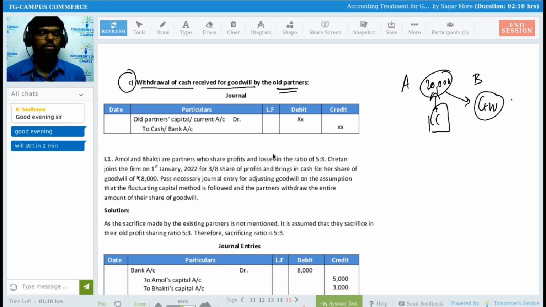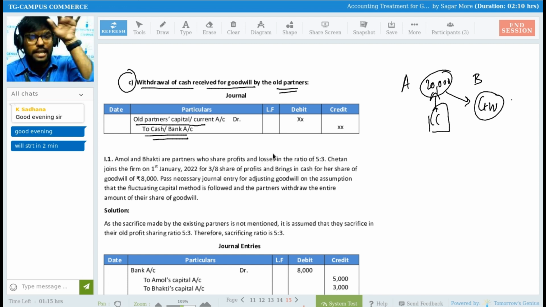If they are withdrawing the amount from the business, we are going to pass the journal entry: old partners' capital and current account debit to cash or bank account, right? Simple. In whichever proportion they are withdrawing, in that proportion we have to pass the journal entry. We credit the cash or bank account because the amount is going out of the business. And why did we debit the old partners' capital and current account? Because their capital and current account balances will get decreased. Getting this or not?